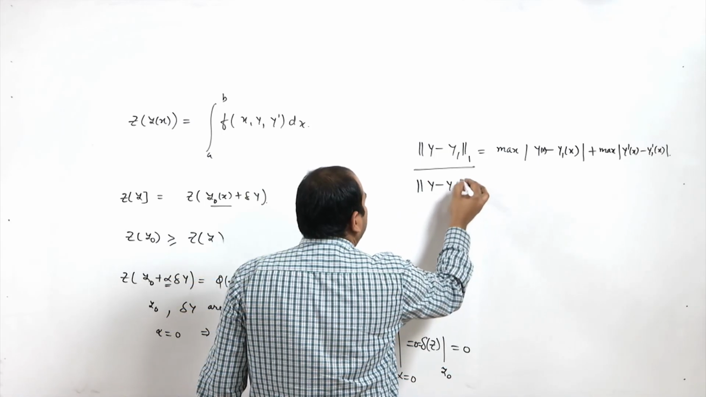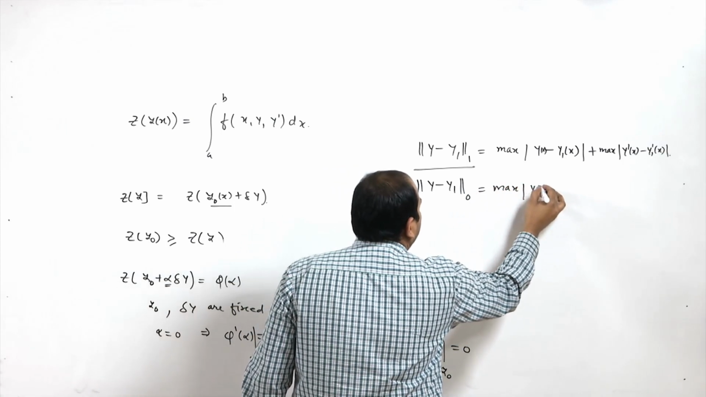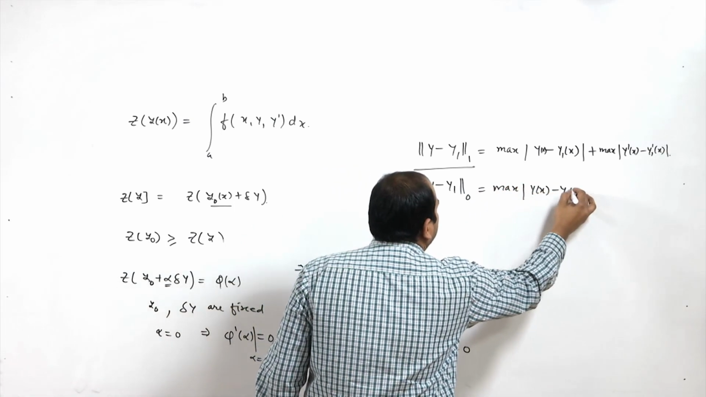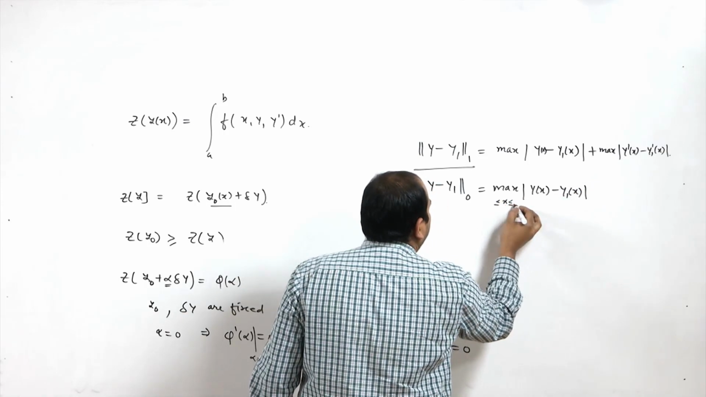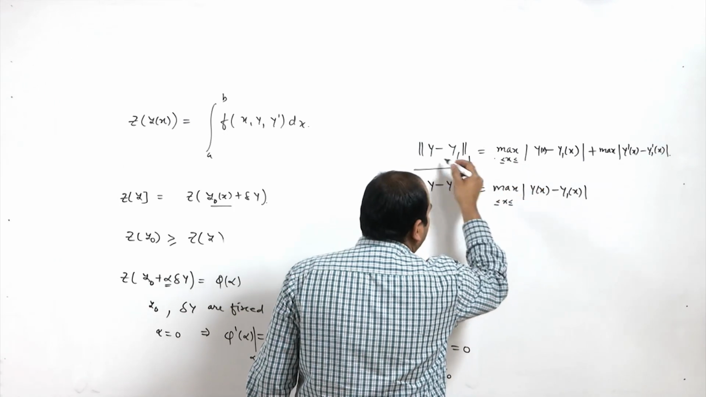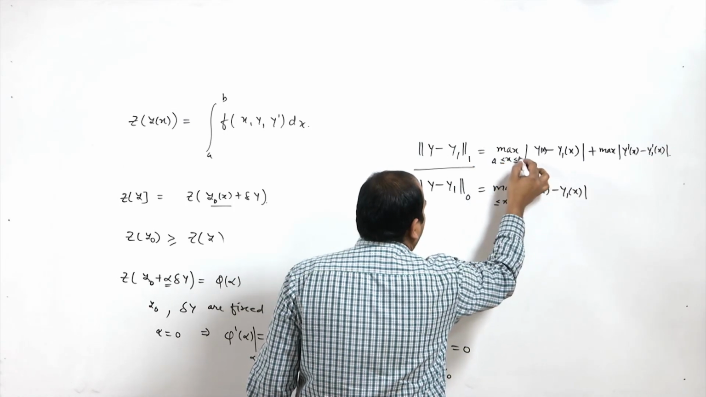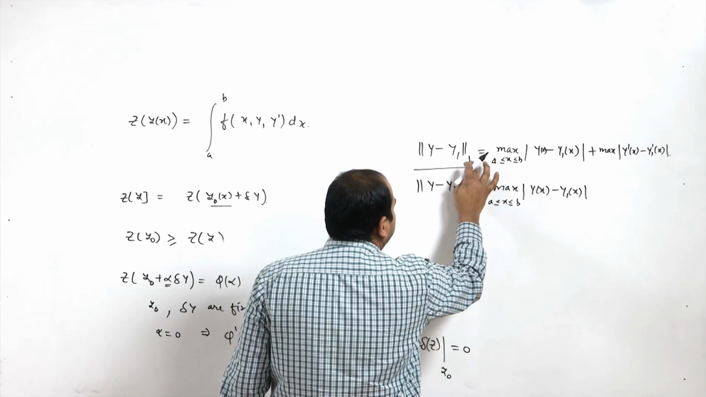Similarly, we can define the zero norm. The norm of y minus y1 in the sense of zero norm is only the maximum of the modulus of y of x minus y1 of x, where x is lying in the domain of y, so x is in the range a to b. So this is in the sense of zero norm, and the other is in the sense of 1 norm.